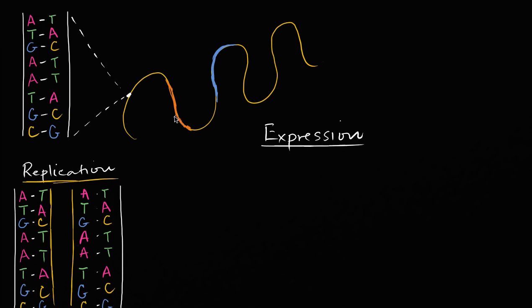And as we'll see, the way a gene is expressed, the way we get from the information in that section of DNA into a protein, is through a related molecule to DNA, and that is RNA. Let me write this down. RNA stands for ribonucleic acid. Ribonucleic acid. And you might remember that DNA is deoxyribonucleic acid.